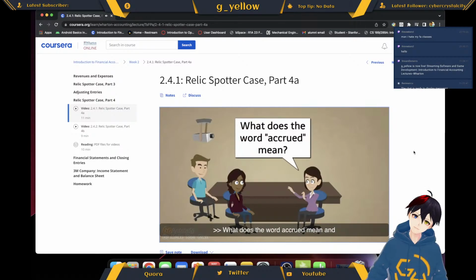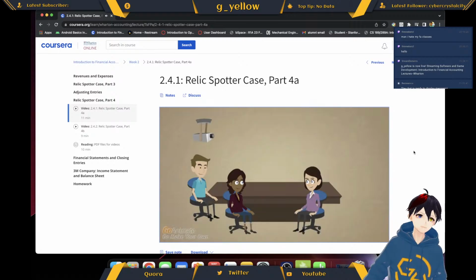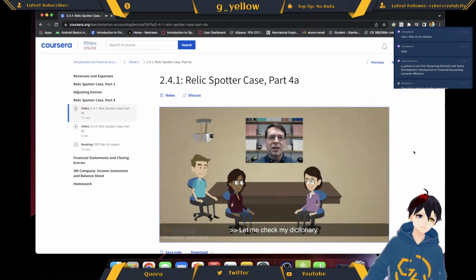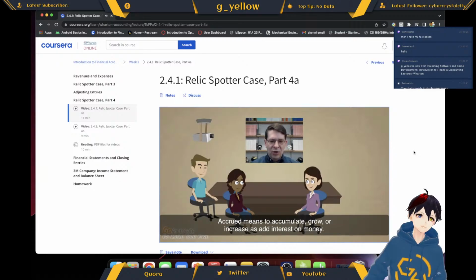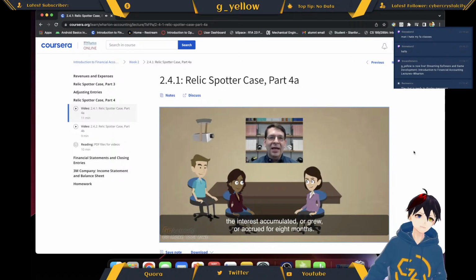What does the word accrued mean, and why is this an expense if the bank hasn't made us pay the interest yet? Let me check my dictionary. Accrued means to accumulate, grow, or increase as interest on money. And that's exactly what happened here. The loan was outstanding for 8 months, and so the interest accumulated or grew or accrued for 8 months.